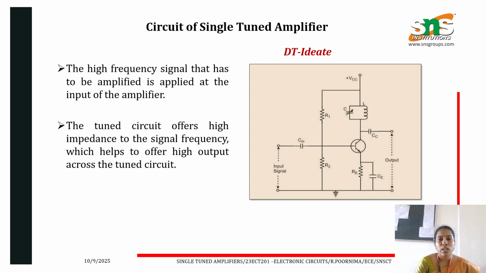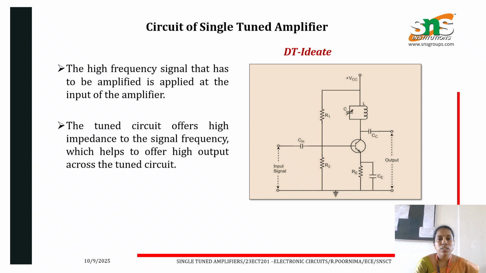In this diagram we can see the BJT transistor in common emitter configuration, where the emitter is common to both input and output. The input signal is applied to the base of the transistor and the output signal is taken from the collector of the transistor, and the tuned circuit is connected at the collector of the transistor. The remaining parts are the biasing circuit. So this is the circuit diagram for the single tuned amplifier.